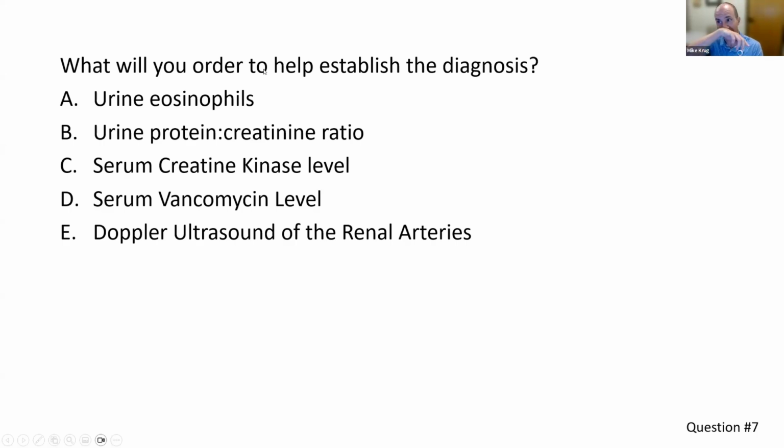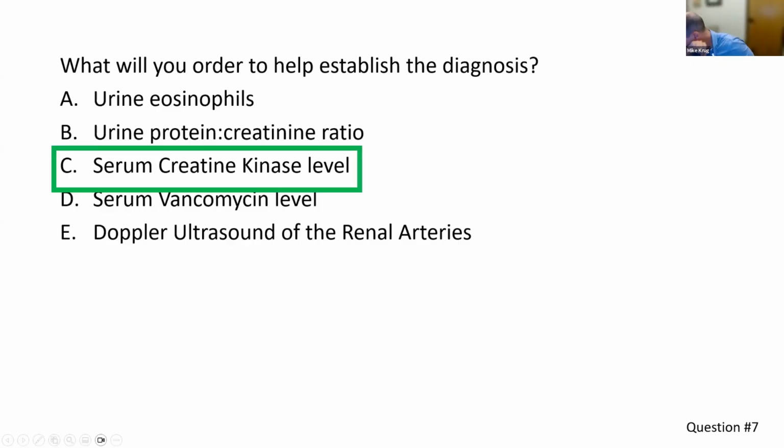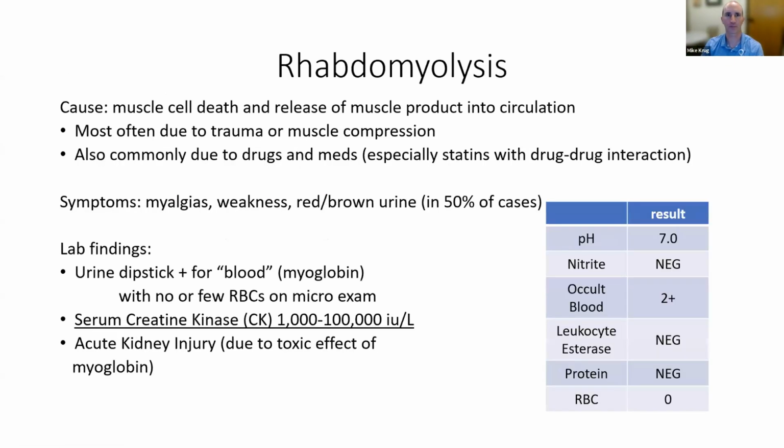All of your other answers weren't crazy, right? This person's on new antibiotics, new medications. Could they have an AIN? Could they have vancomycin toxicity? Do they maybe have worse chronic kidney disease than you thought? Now they're nephrotic or something like this. All these answers are okay, but the best answer here is C, serum creatine kinase level, and I'll tell you why.